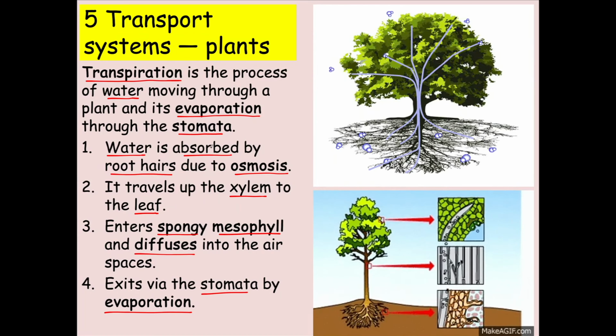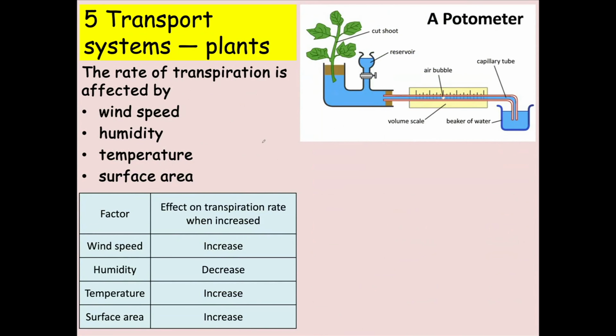So, for example, water is absorbed by root hairs by osmosis, that it enters the spongy mesophyll and diffuses into the air spaces, and that it exits via the stomata by evaporation. Okay, so it's important that you get your terms right here. So we've got evaporation, we've got osmosis, we've got diffusion, and the overall process from the roots all the way to the leaves is called transpiration. Okay, so lots for us to remember there.